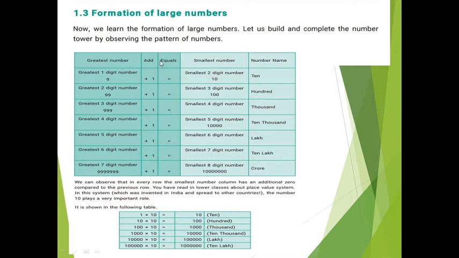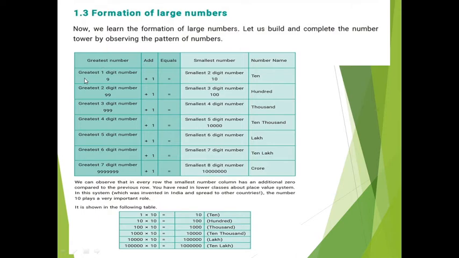Okay, next we are going to discuss the formation of large numbers. You know numbers from 1 to 10,000 or something. Now we are going to form a large number which is greater than 10,000. Here in this table we have the greatest number, and with that greatest number we are going to add 1 to get the smallest number, right? Let me discuss this.